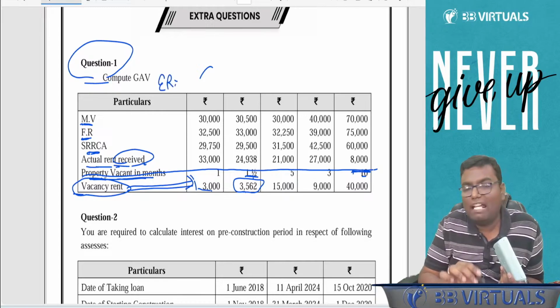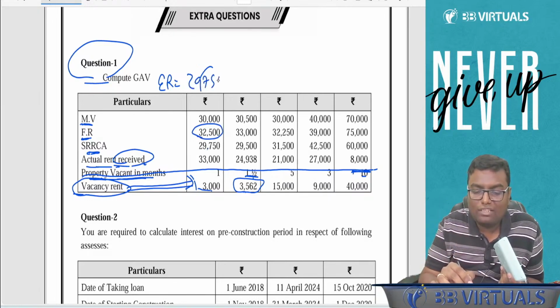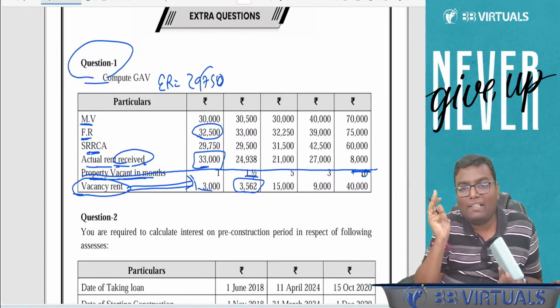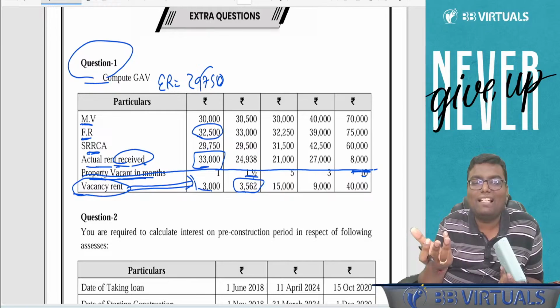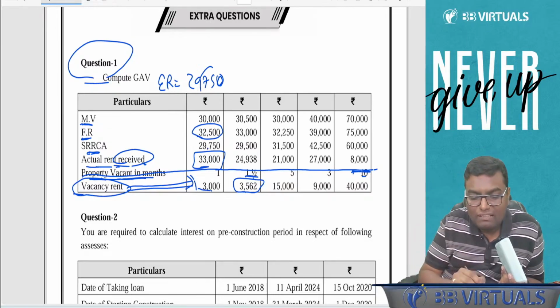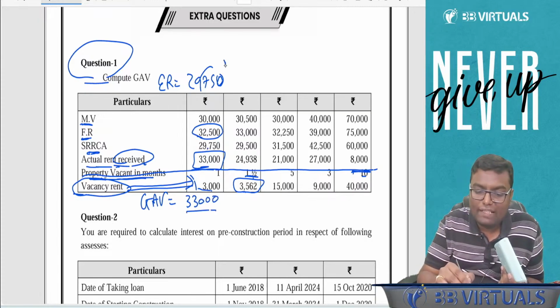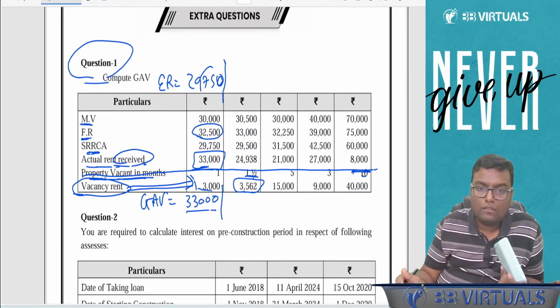First, what we have to do is calculate our expected rent. Municipal rent or fair rent, whichever is higher. That amount or standard rent, whichever is lower. So over here, it will be 29750. Now, what is the actual rent given over here? 33,000. Can I say actual rent is more than expected rent? You don't have to see anything else. Your GAV will be whichever is higher. GAV will be 33,000. Okay, solve this second one.